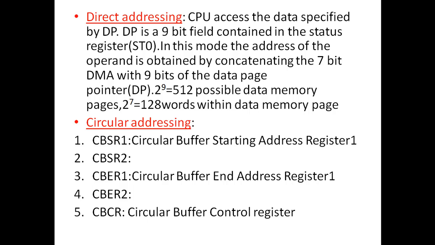Data page pointer is a 9-bit field contained in the status register. In this mode, the address of the operand is obtained by concatenating the 7-bit DMA with 9-bit of the data page. Circular addressing, circular buffer starting address register 1, circular buffer end register 1, circular buffer control register.